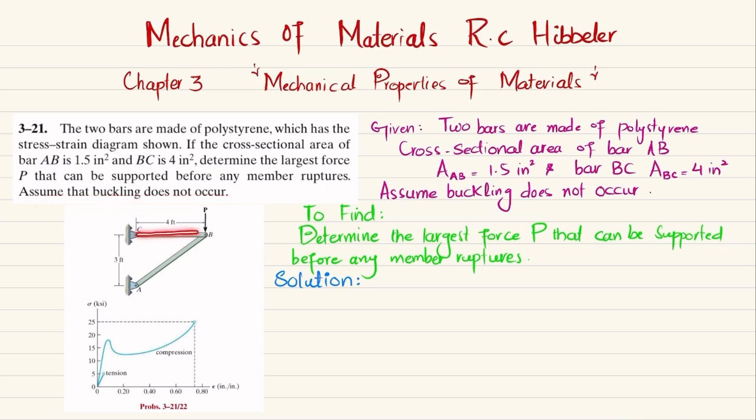So you can see these are two bars. This is bar BC and this is bar AB. At this point we have a pin support and C is also pin supported. Here we have a P load. The stress strain diagrams for these two bars are given. For members in tension, this will be the stress strain curve, and for the members which are in compression it will follow this stress strain curve. So you have to find the largest load P that can be applied before any member ruptures.